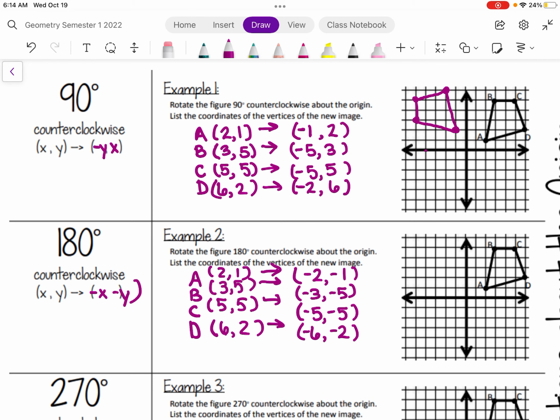Okay. And then from there, I just graph it. So negative 2, negative 1, negative 3, negative 5, negative 5, negative 5, negative 6, negative 2. Notice it just looks like it got flipped and shifted over, which is what a 180 rotation should look like.